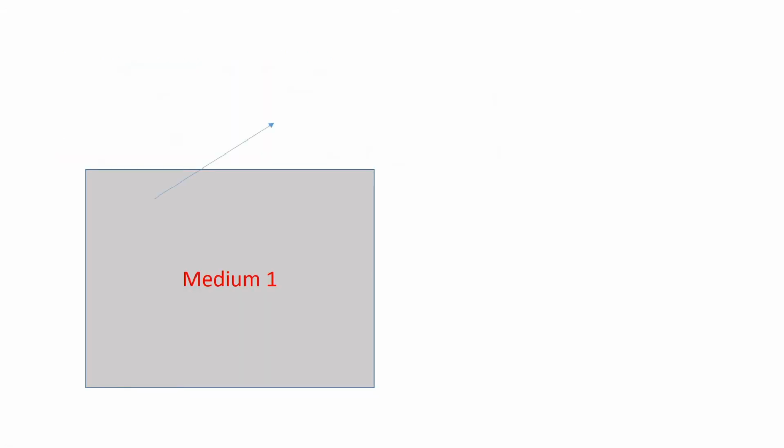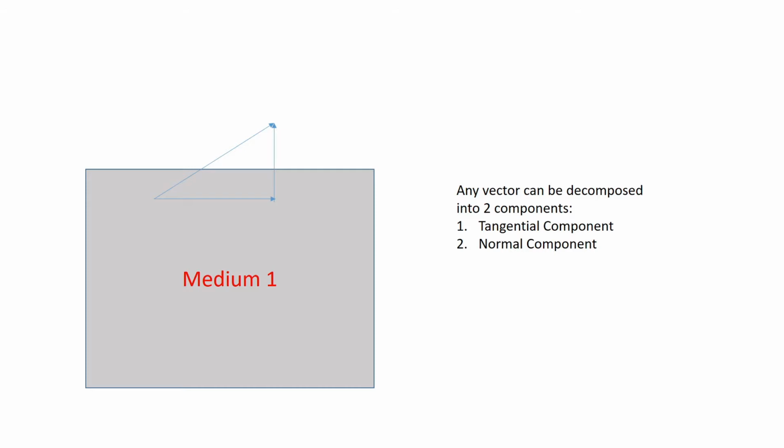If you have a medium 1 and a magnetic field intensity, this can be decomposed into two components, the tangential component and the normal component, similar to what we have seen in the earlier discussion. A component which is along the normal to the surface is called the normal component, and the component which is perpendicular to the normal component and is lying along the surface is called the tangential component.